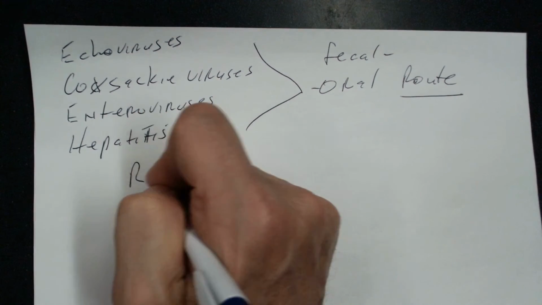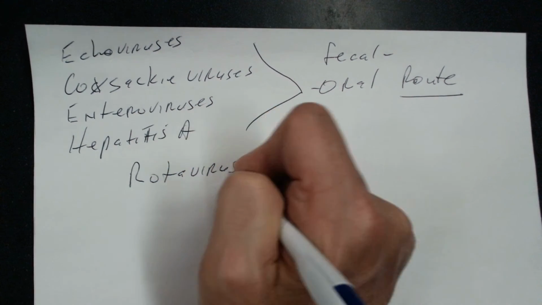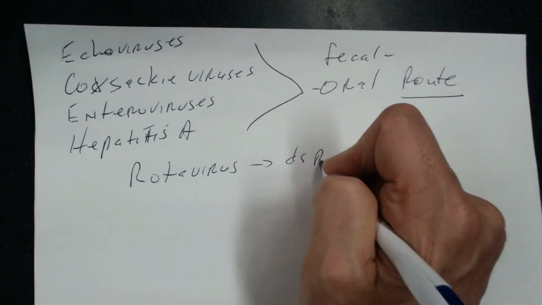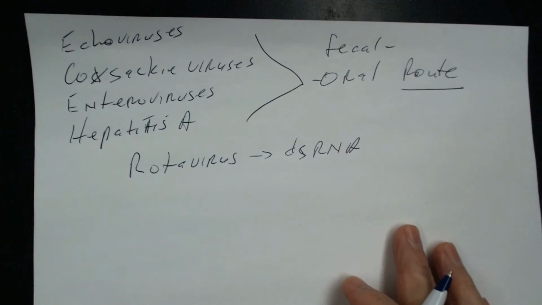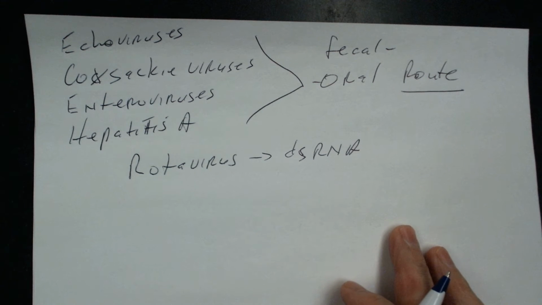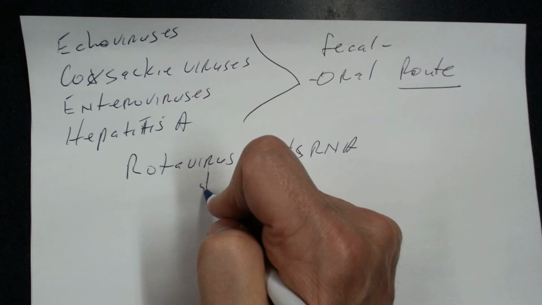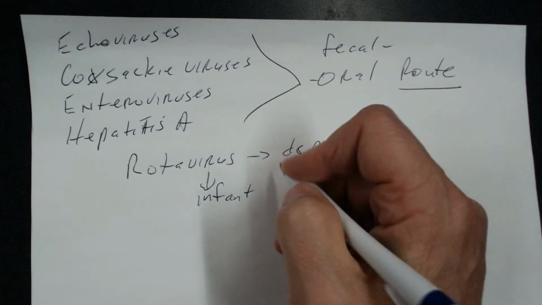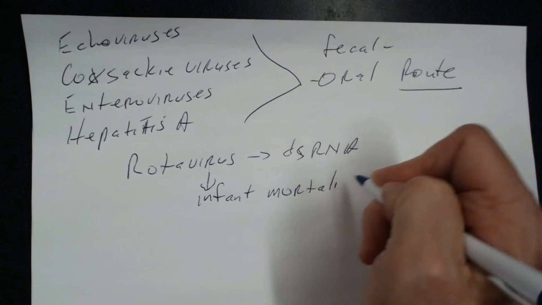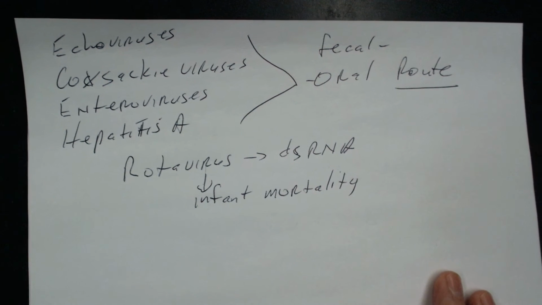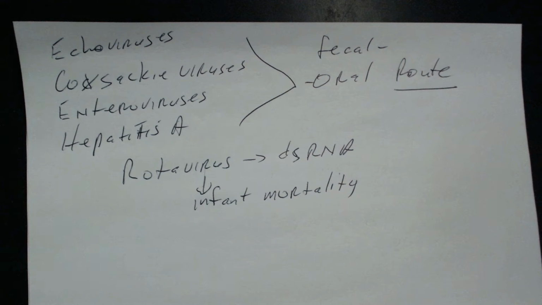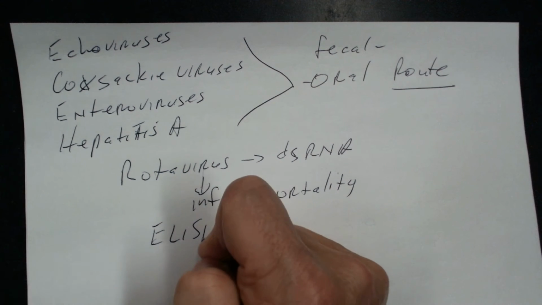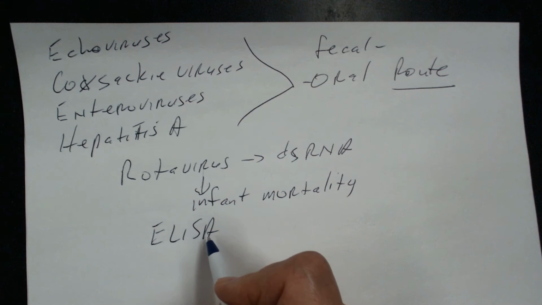Now, rotavirus, this is a double-stranded RNA virus. This is a major cause of infant mortality. It replicates quickly, produces large numbers of virus that then pass through the gut. There's good ELISA tests for this, immunolinked immunosorbent assay tests.